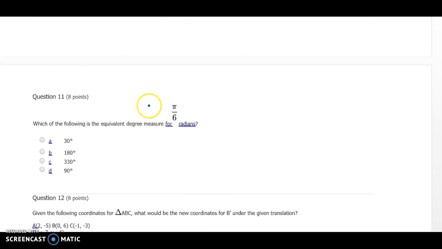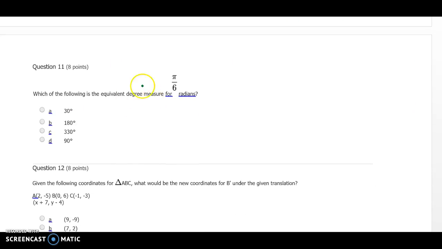Okay, so let's move. Oh, we got 9 minutes. Perfect. So question 11 says which of the following is the equivalent degree measure for pi over 6 radians? Again, remember to go from degrees to radians, you just multiply by 180 over pi. So pi over 6 times 180 over pi.